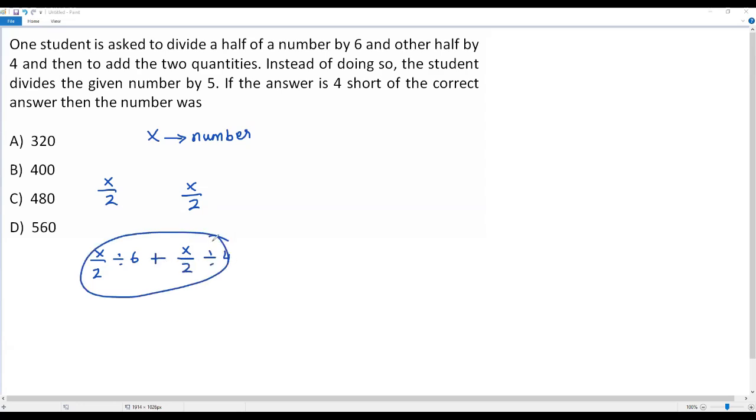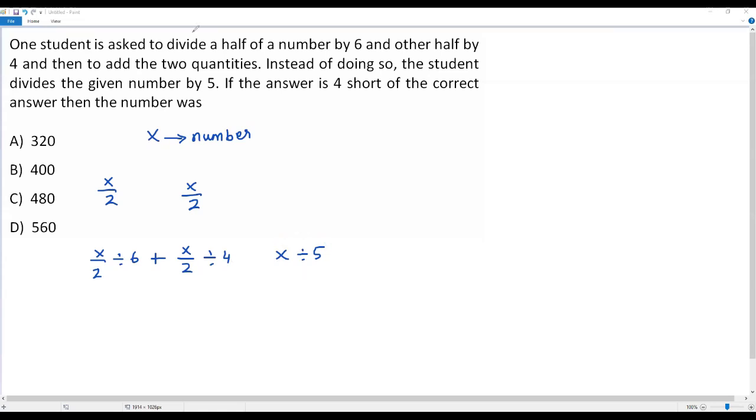So this is the original task, but instead of doing so, what the student did is he divided the given number by 5, that is x divided by 5. Okay, so this is the correct way of doing, but instead of this, he has done in this way. The answer we get in this way is the correct answer, but the answer the student gets in this way, that is dividing the number by 5, is 4 short of the correct answer.